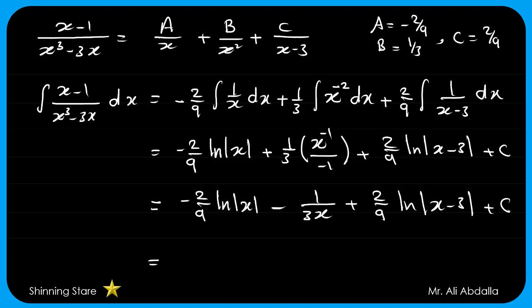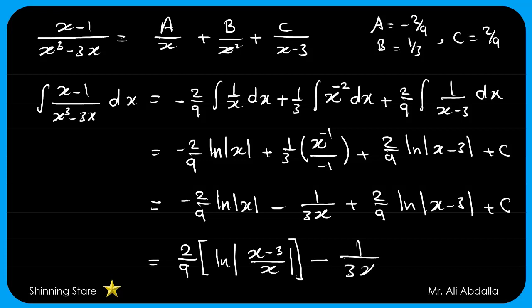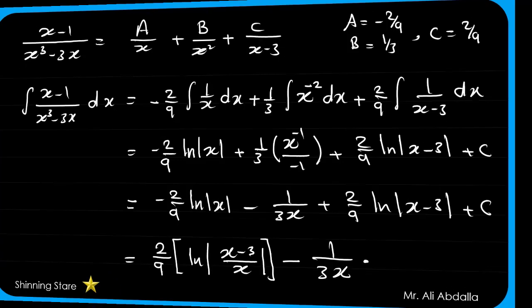We can use logarithm properties to simplify. Then we can take 2 over 9 as a common factor from the first and third terms. Then we have ln absolute value of x minus 3 minus ln absolute value of x. This means ln absolute value of x minus 3 over x, plus minus 1 over 3x.